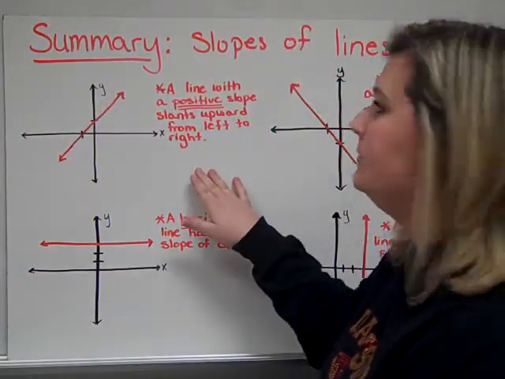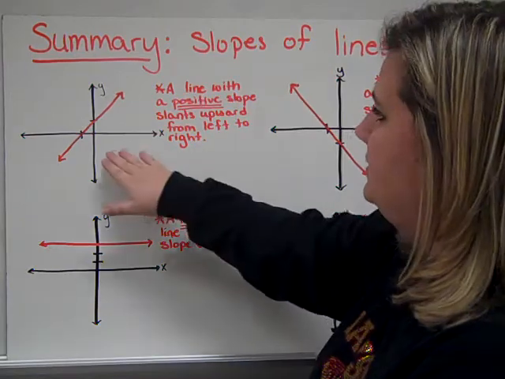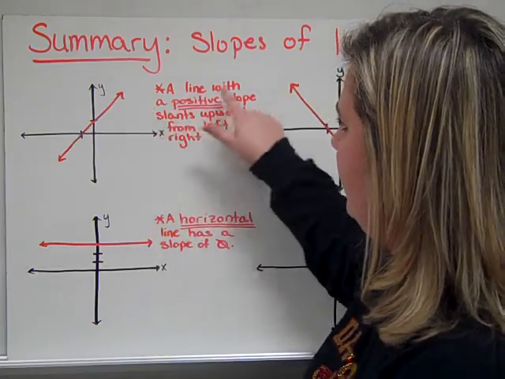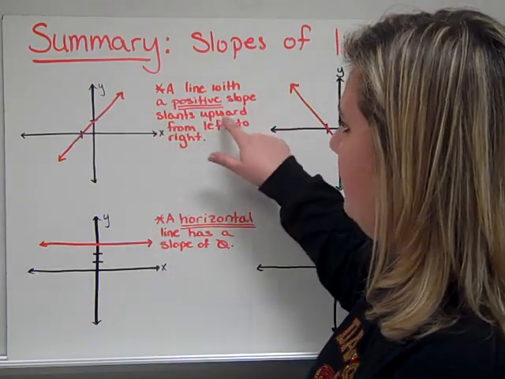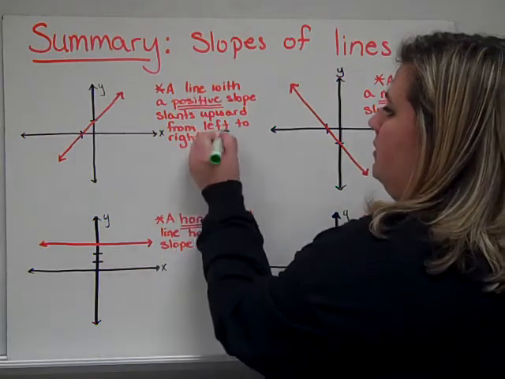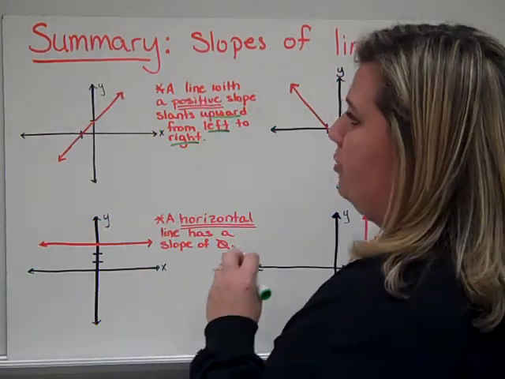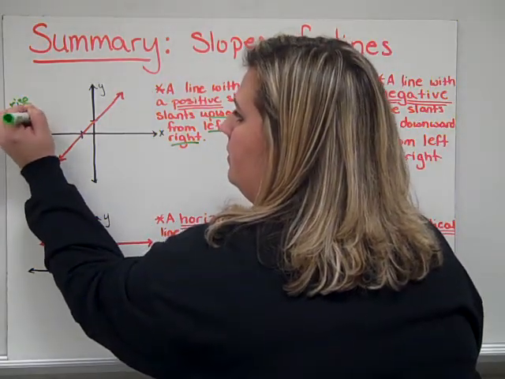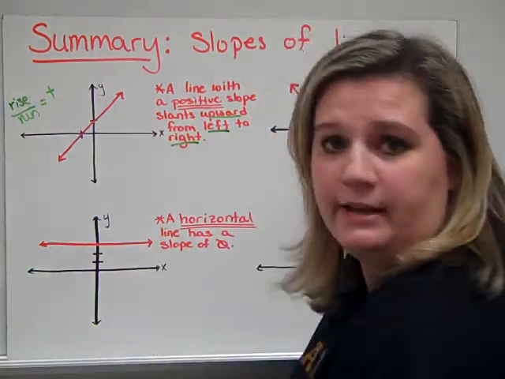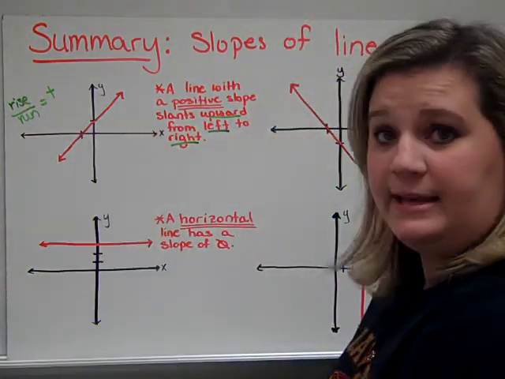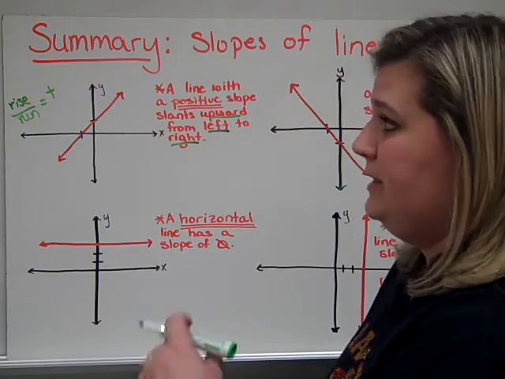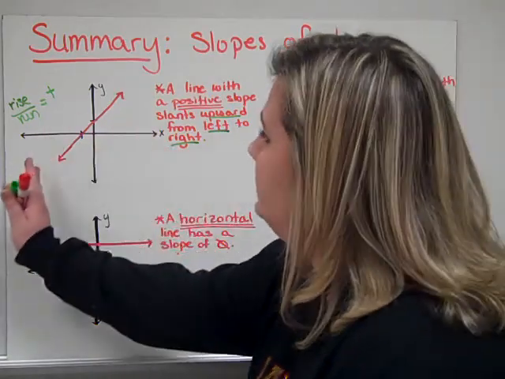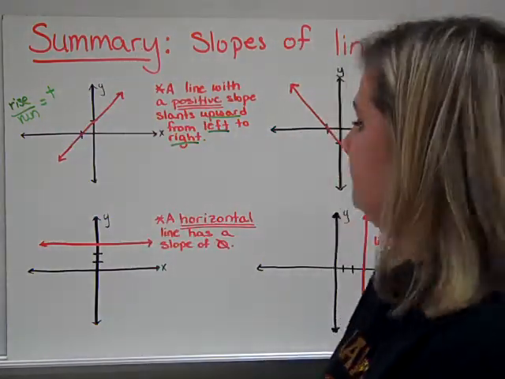All right, summary of slopes of lines. So let's look at this one. I can tell from this particular graph that a line with a positive slope slants upward from left to right. In other words, for a positive slope, when I have that rise over run, the value is going to be positive. Now I could have a negative divided by a negative, that still gives me positive. So in the end, once I simplify, it's going to be a positive value. And I can read it from left to right. As it goes up, it is definitely positive.